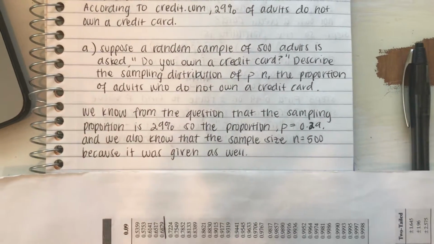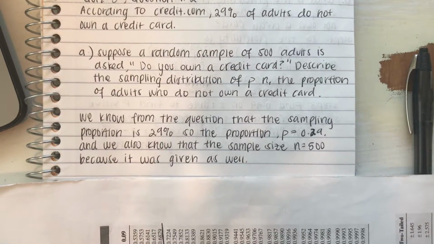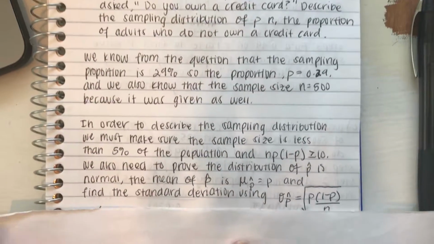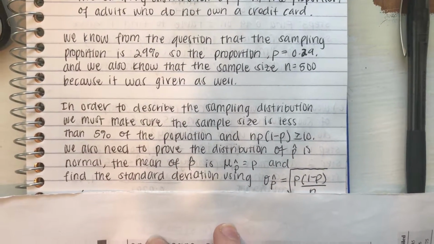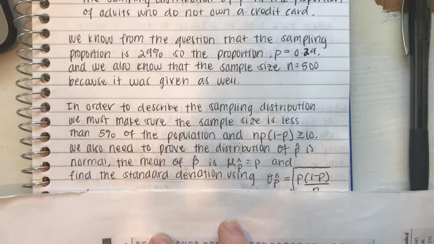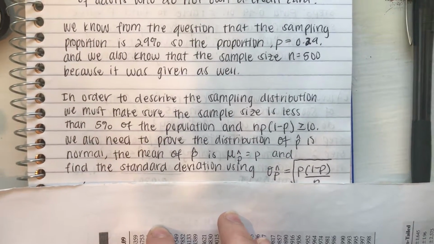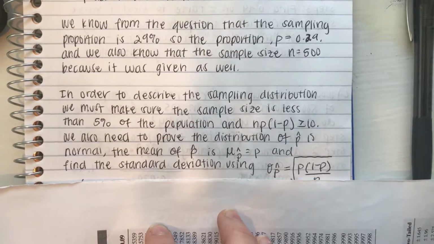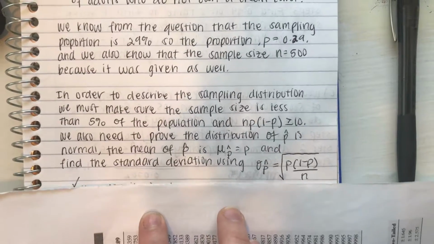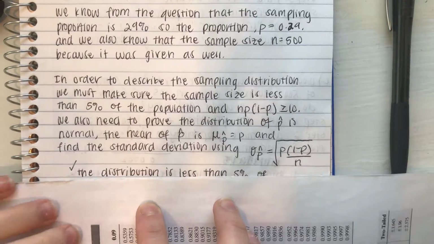Okay, so first, we know from the question that the population proportion is 29%, so p equals 0.29, and we also know the sample size n equals 500. In order to describe the sampling distribution, we have to make sure that np(1 minus p) is greater than or equal to 10, and the sample size is less than 5% of the population, which would show that this distribution is normal. We also need the mean of p-hat, mu p-hat equals p, and the standard deviation, sigma p-hat equals the square root of p(1 minus p) over n.